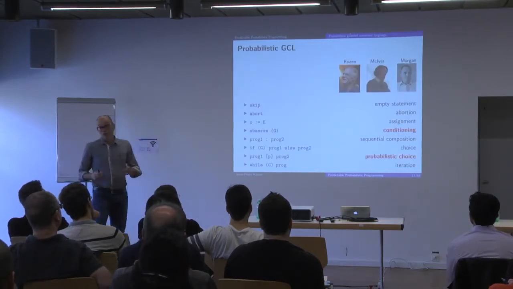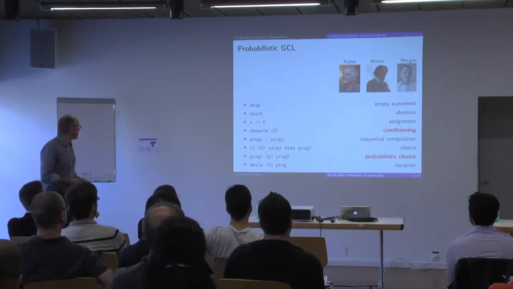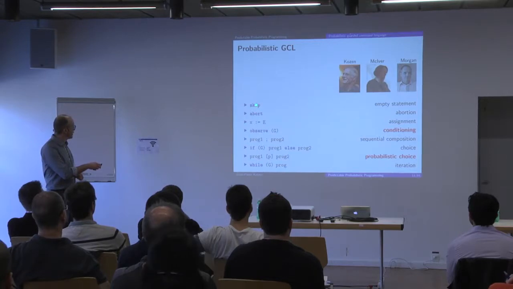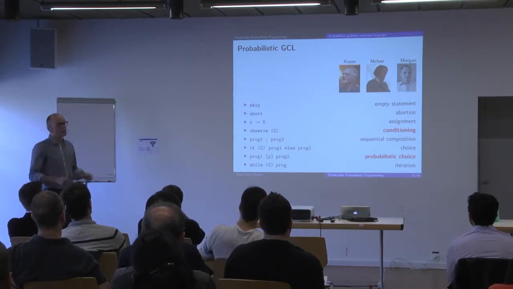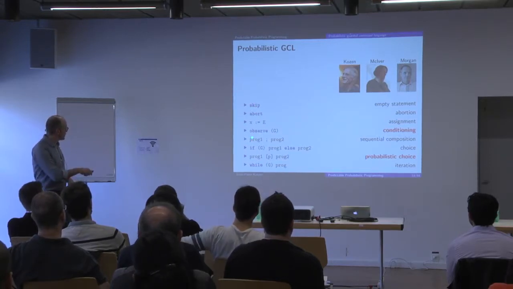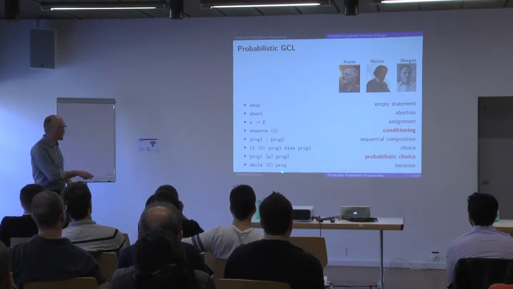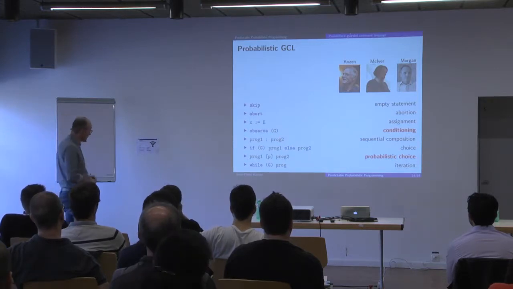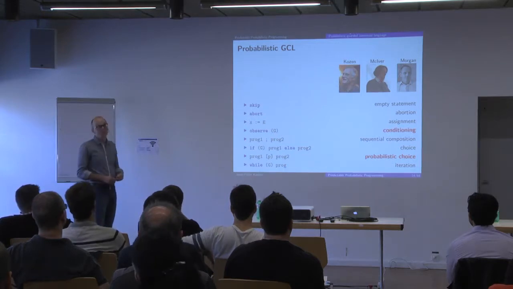So what is the probabilistic guarded command language? Well, it's just a sequential programming language where you have a statement that does nothing, and a statement that means you abort your program. You have assignments, sequential compositions, if-then-else, and while loops, like everybody knows. And there are two new ingredients, if you want.